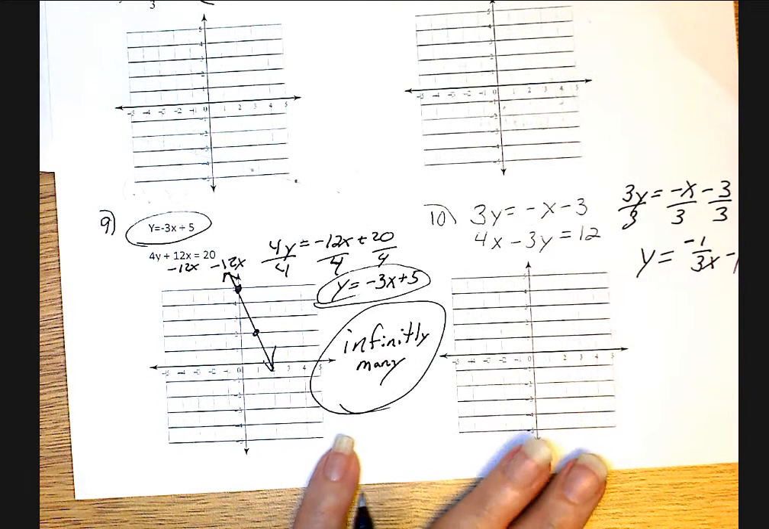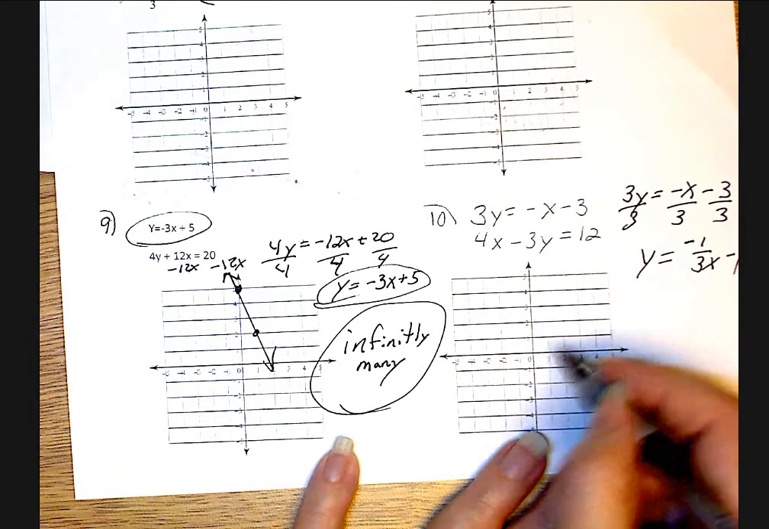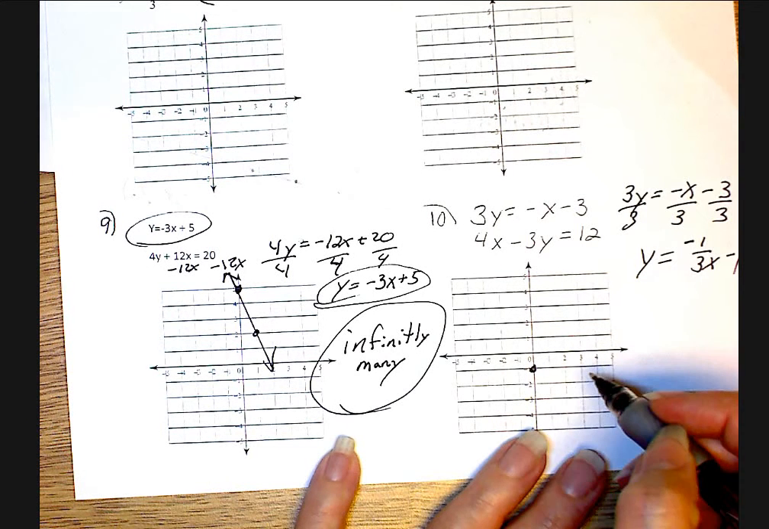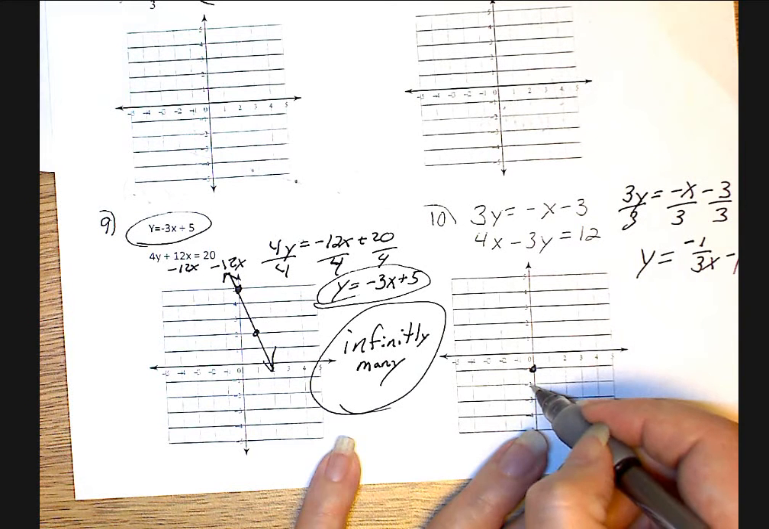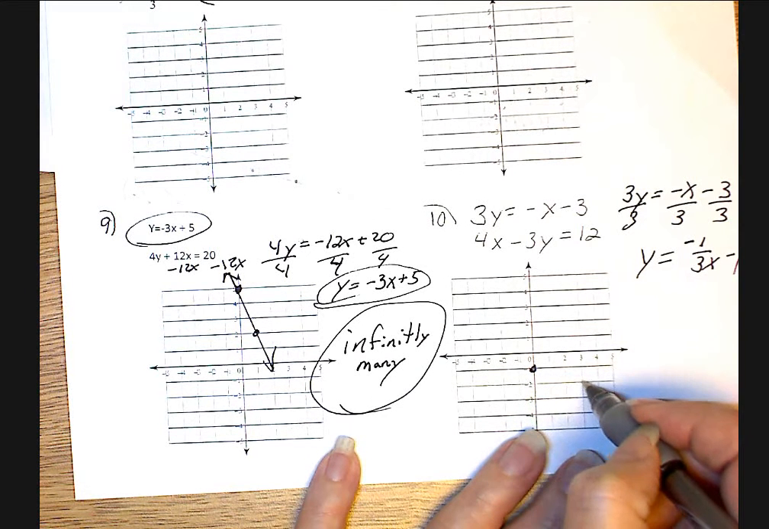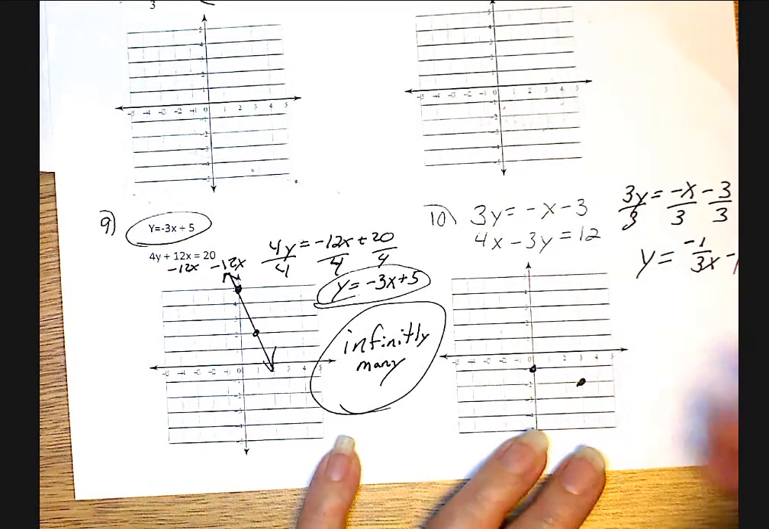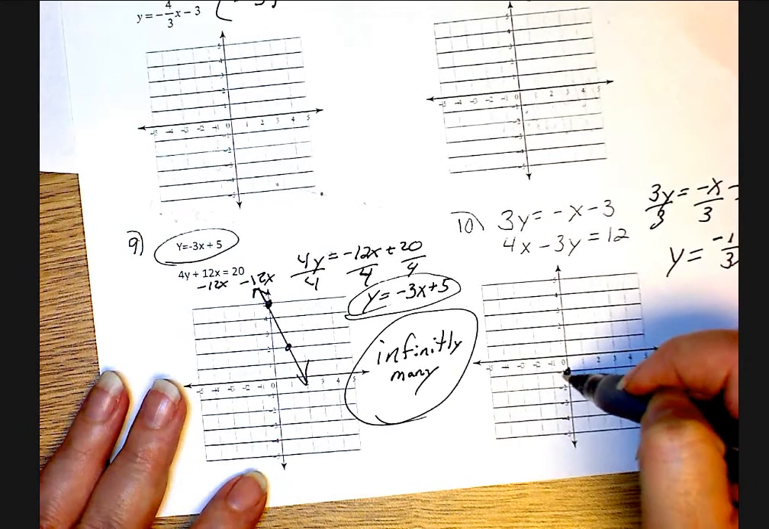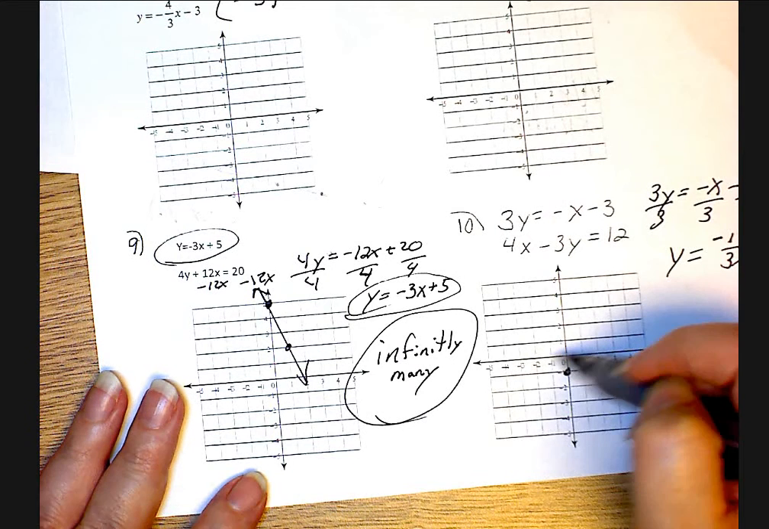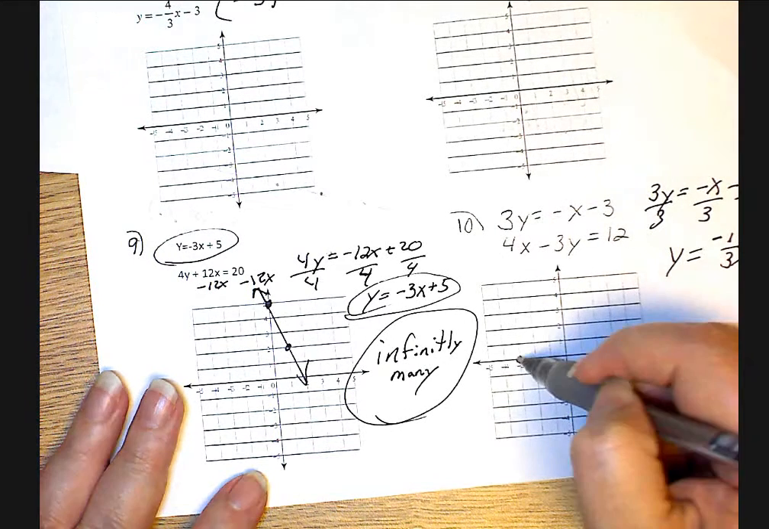So go down -1. Okay, so over -1 down 3. Okay, down 1, and then over 3. And if you want another point, you can always go up and then over this way 3. So up 1, 2, 3. And so that's my line.